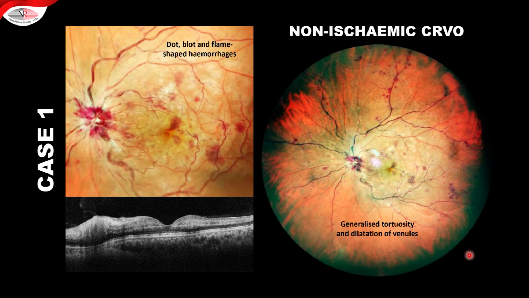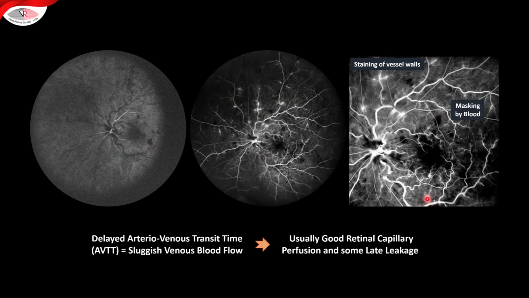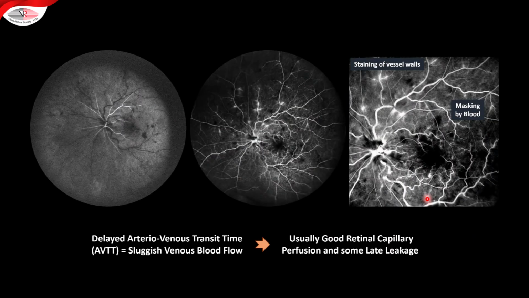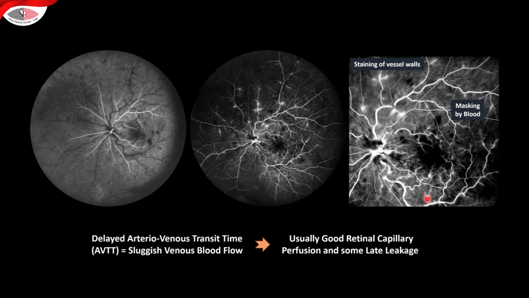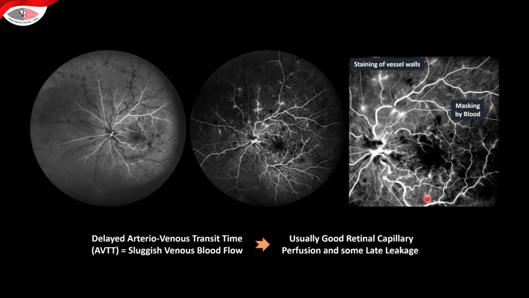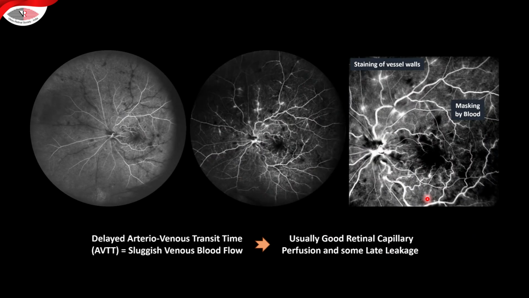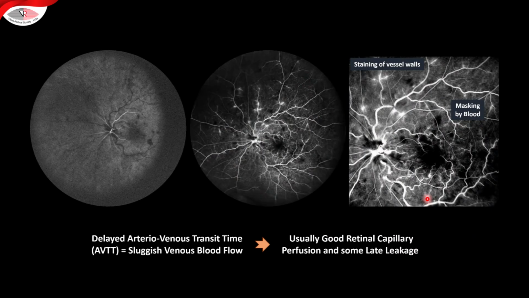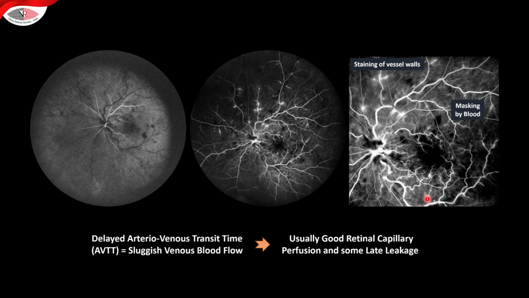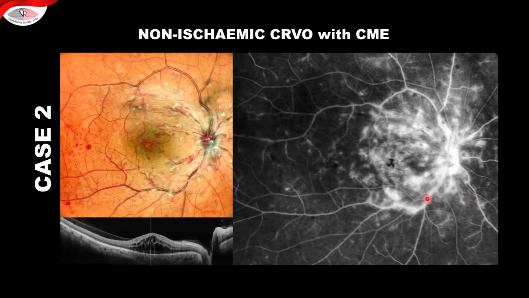So this is again a classic non-ischemic CRVO. You see changes on the OCT to some extent, and then you see the generalized tortuosity and dilatation of vessels. And when you do the angiogram, you will see a delayed transit time and sluggish flow, and various areas where there's hyperfluorescence happening because of the edema, and then areas of partially blocked fluorescence due to hemorrhages, and then you're looking for any onset of ischemia.